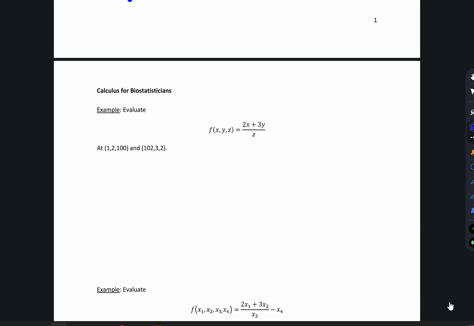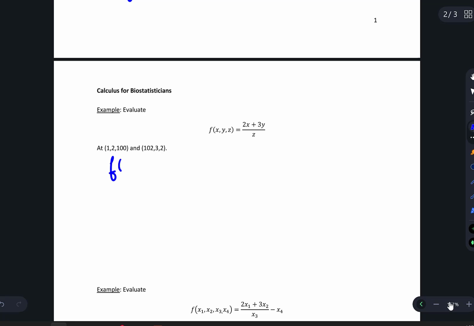So for example, here we have f of x, y, and z is equal to 2x plus 3y all divided by z. So notice in this case, if we wanted to just give this function a single letter, we wouldn't want to use z because that's one of our independent variables. So in this case, maybe we would call this w. And so that's just a notational thing. But let's look at how we would evaluate this function.